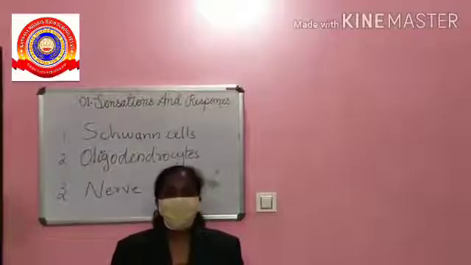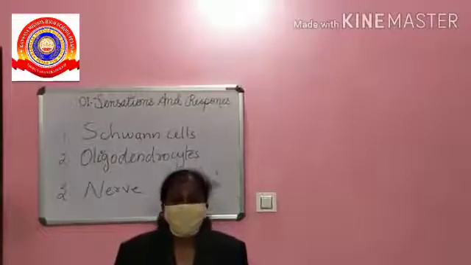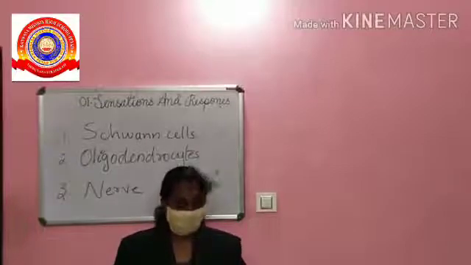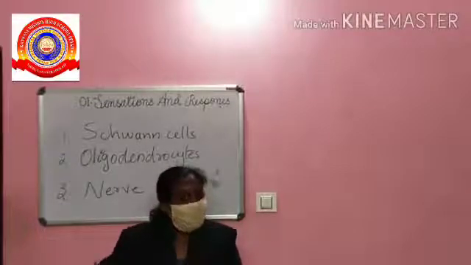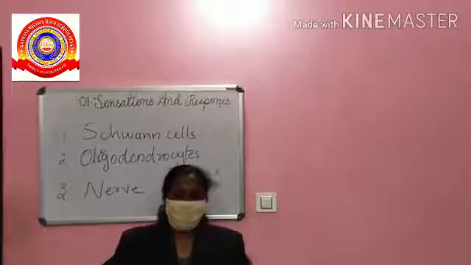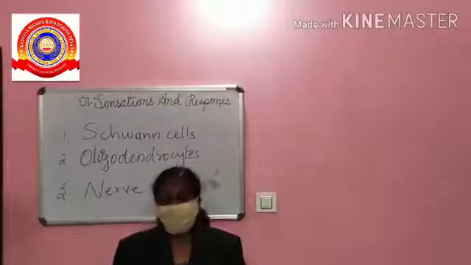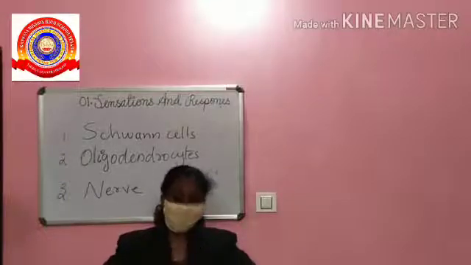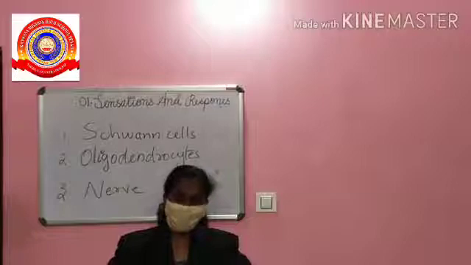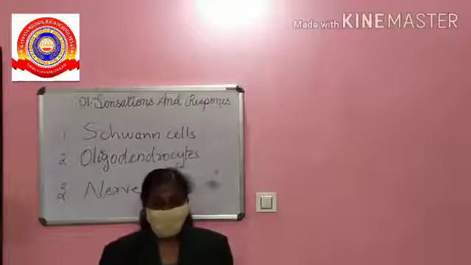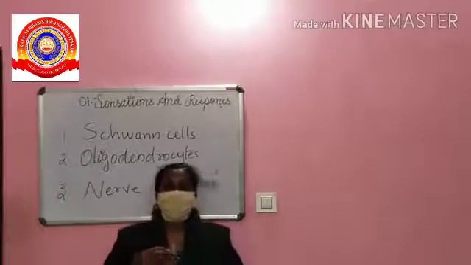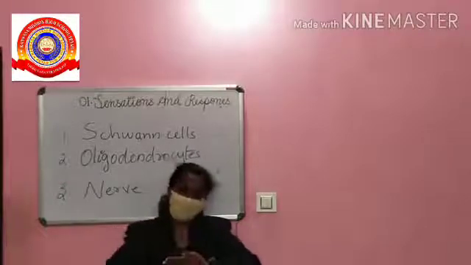Today we will learn about the myelin sheath. Last day we discussed the myelin sheath, and now we will learn more about it. Myelin sheath means it is a shiny white colored layer which surrounds the axon.